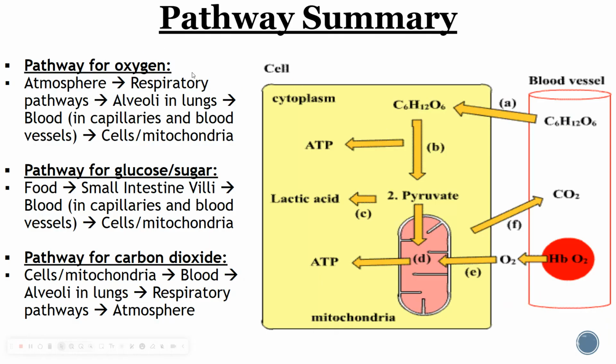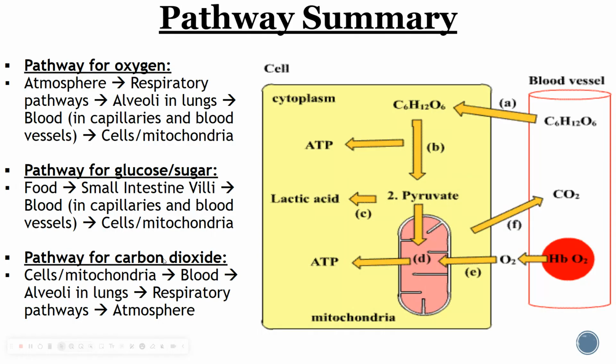So this is again a summary of the pathways we just described. So the pathway for oxygen starts off in the atmosphere. The respiratory pathways delivers the oxygen to the alveoli in the lungs. Then once in the lungs, the oxygen goes to the blood by entering the capillaries that surround the alveoli, and then it goes to the cells and the mitochondria. For the glucose and sugar, it starts off as food. It's crushed up and then brought to the small intestine villi, where the nutrients like the smaller sugars like glucose go into the blood through the capillaries, and then it's brought to the cells and mitochondria.